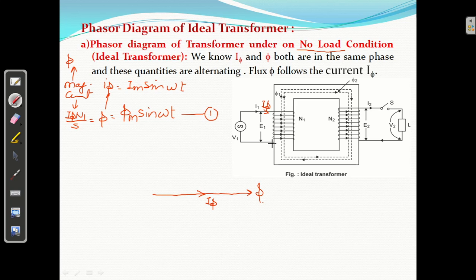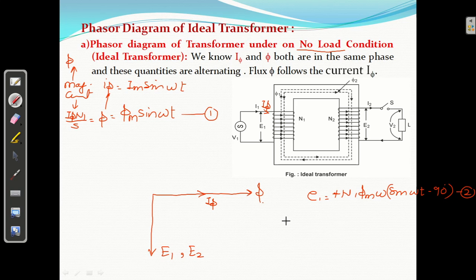Now, if you see lecture number 2, I told you already the EMF induced on the primary and secondary. That EMF induced, E1 and E2, will be lagging to I phi by an angle of 90 degree. If you see the EMF equation, equation number 2, small e1 equal to, wahan par tha minus N1 phi m omega, ye minus minus plus ho gaya tha, N1 phi m omega sin of omega t minus 90 degree. Similarly e2 will also be like this. So this was equation number 2 in the previous lecture. So e1 kitne degree se lag kar raha hai? 90 degree. So E1 and E2 will be here.